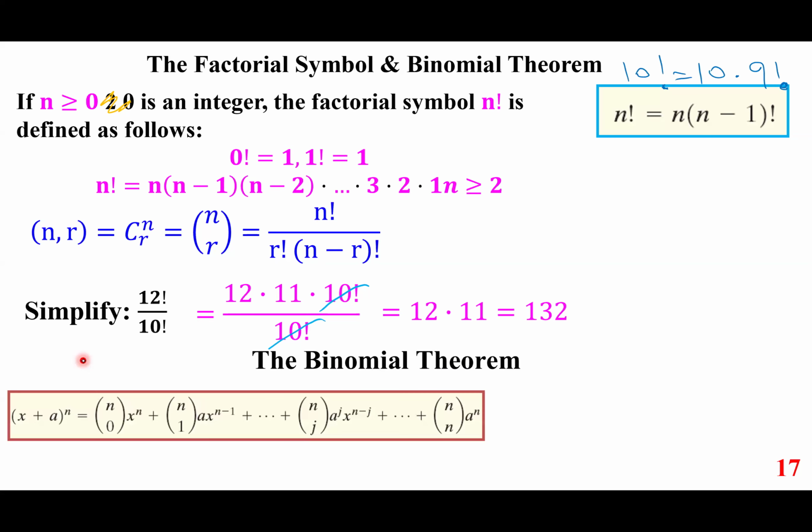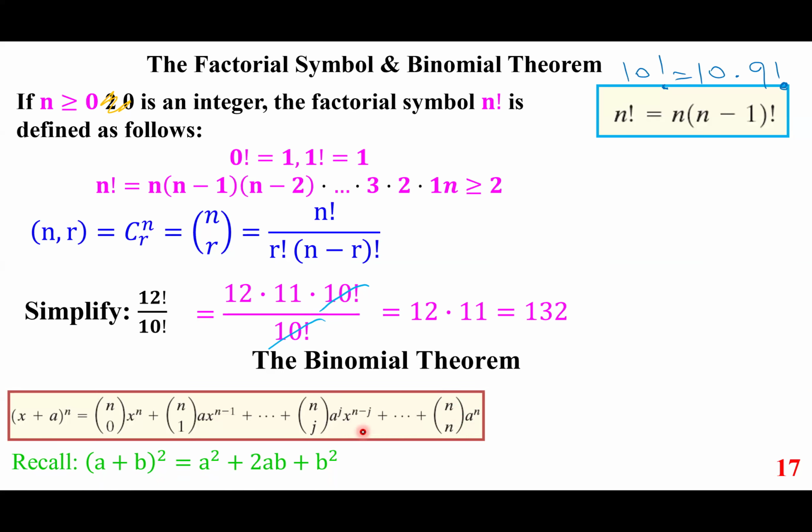Now we have the binomial theorem. x plus a to the power of n is n choose 0, a combination of n choose 0, x to the power of n, plus n choose 1, a combination of n choose 1, a, x to the power of n minus 1. In other words, x to the power of n minus 1, a to the power of 1. And we continue all the way to the n, a to the power of n, and somewhere in the middle, n choose j would be a to the power of j, x to the power of n minus j.